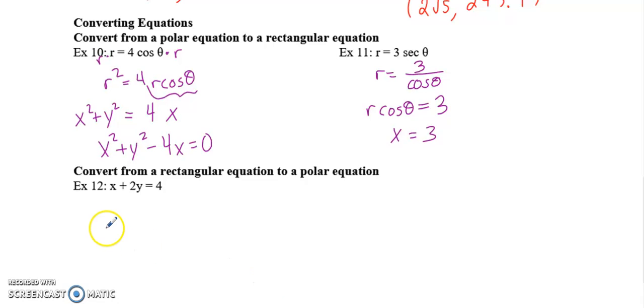Interesting. Same thing with this. Converting the other way. Well, x we know is r cosine theta. Y is r sine theta. Solve for r.